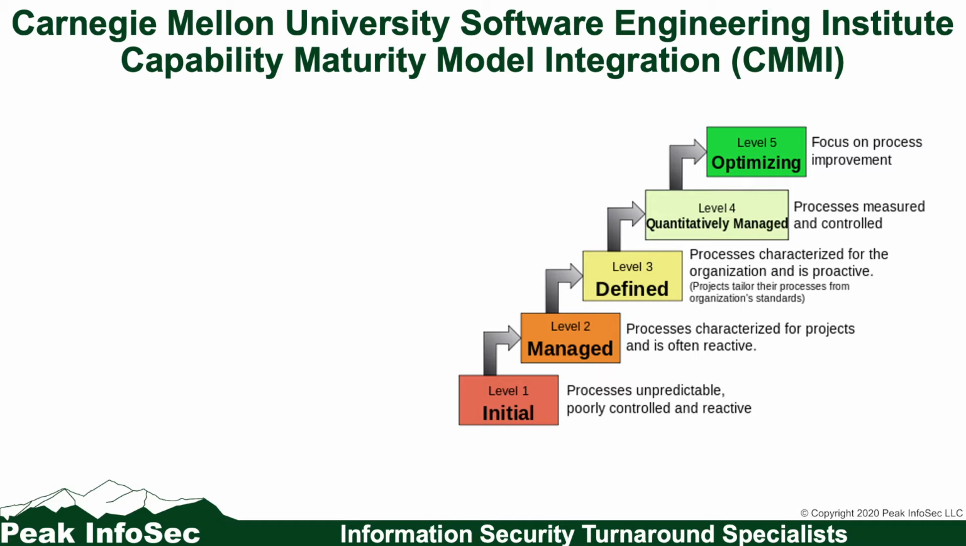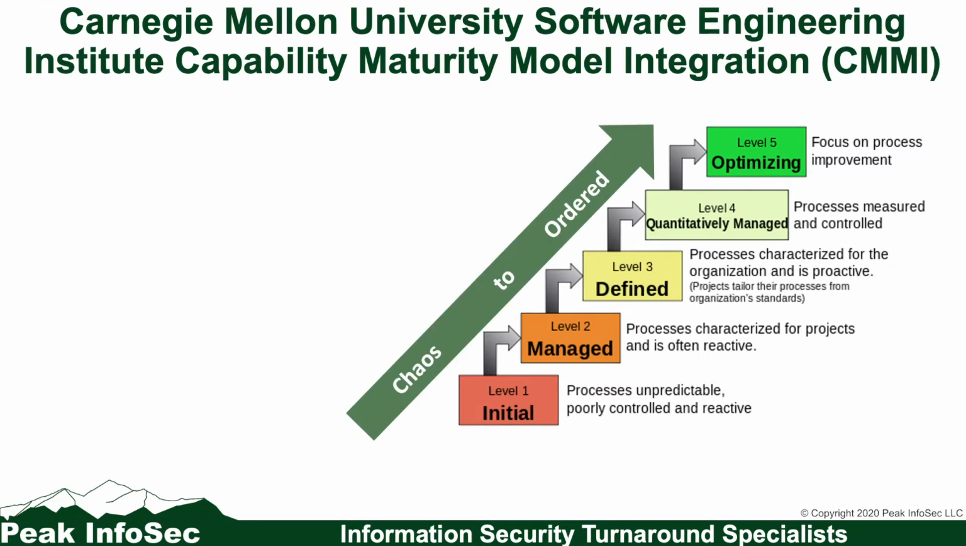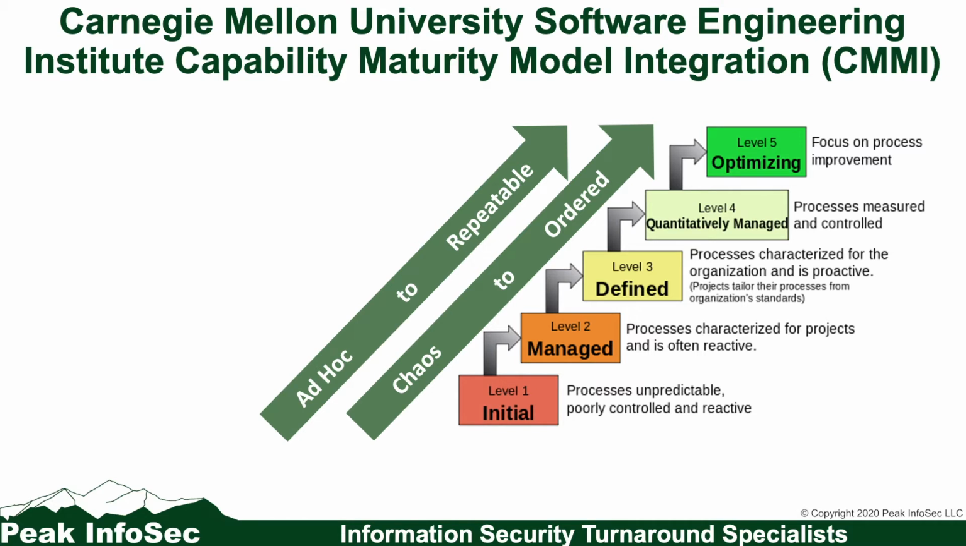The overall goal, though, is to move the organization at that level 1 initial capability from chaos to being ordered. They want repeatability, whereas everything at level 1 right now is ad hoc. And once you get to level 5, things have become defined, optimized, and managed. That only occurs with repeatable processes.